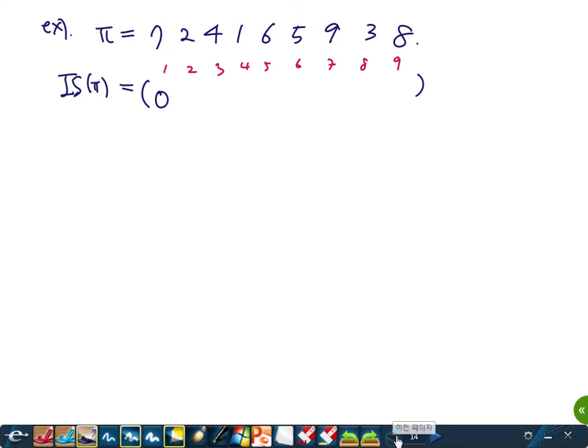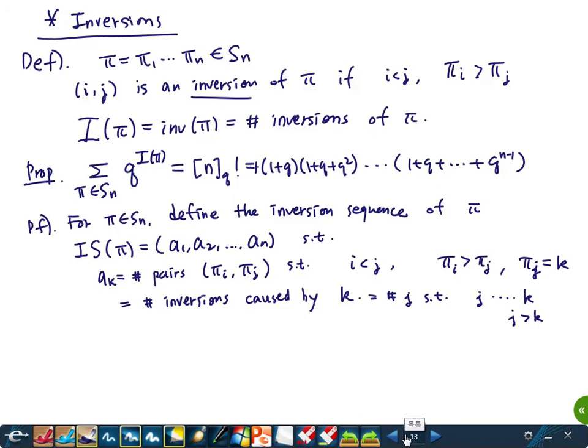Wait. Sorry about that. Actually, there are many ways to do this. Yeah, this is not what I meant. This is right. So, sorry about that. Number of j such that in pi we have j appearing earlier than k. Oh, no. Later than k.